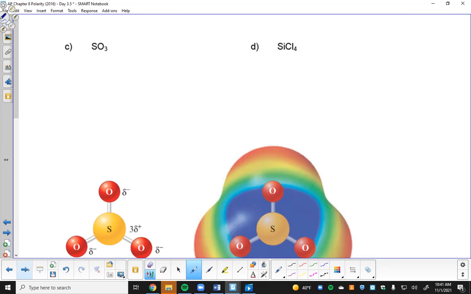With SO3, if you have double bonds and single bonds, in this case, resonance.